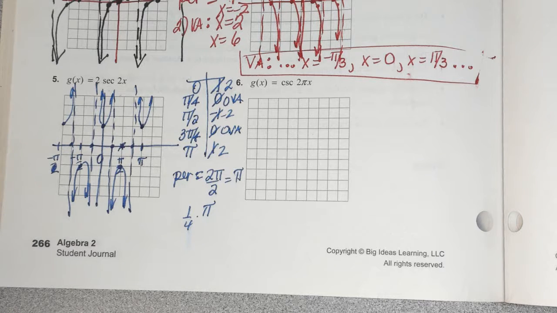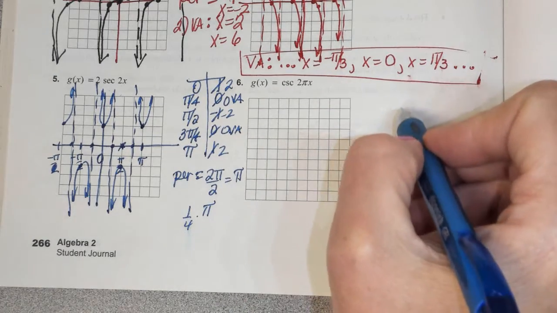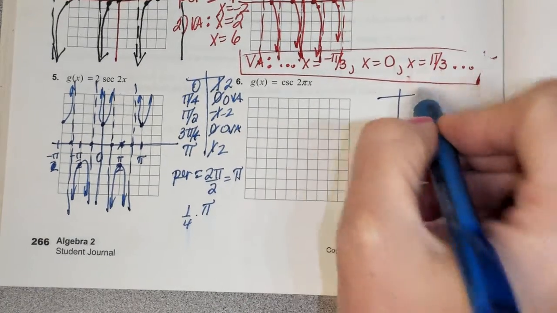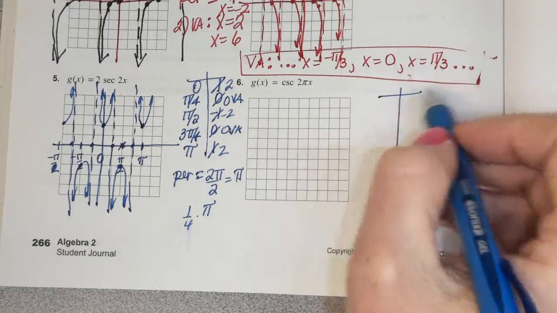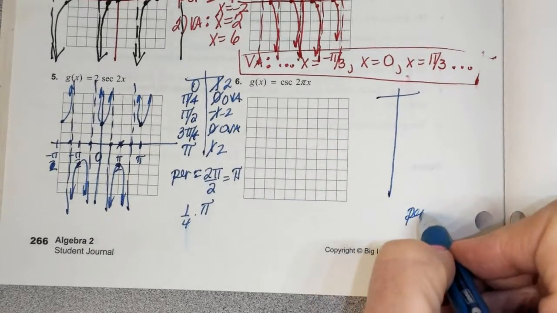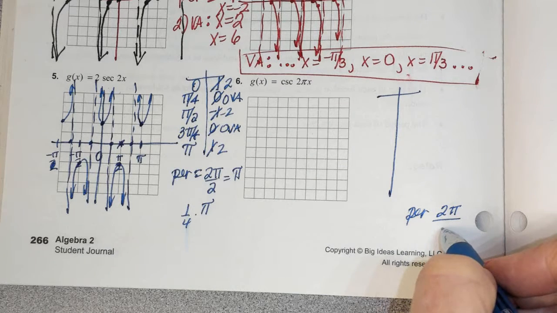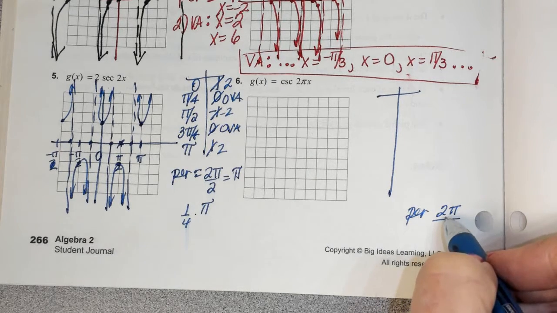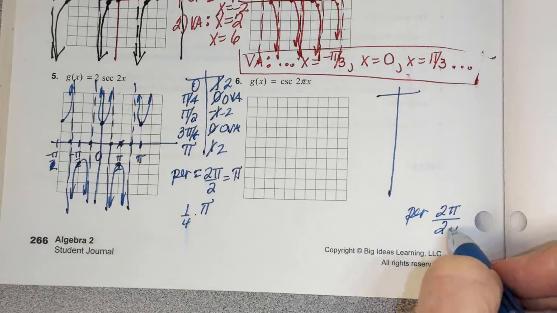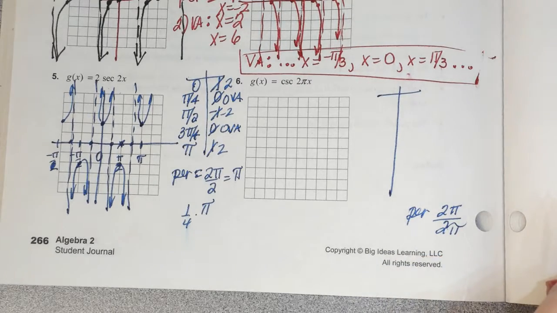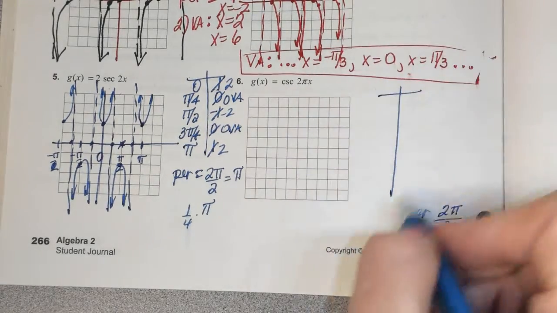All right. For cosecant. Maya, what am I going to do for cosecant? Am I going to do sine or cosine? Sine. Let's find the period first. What is it? 2 pi divided by what? 2 pi over 2 pi gives us just 1, right? So our period's going to be 1.